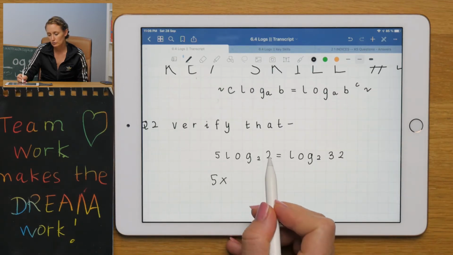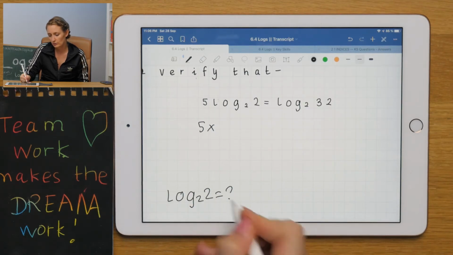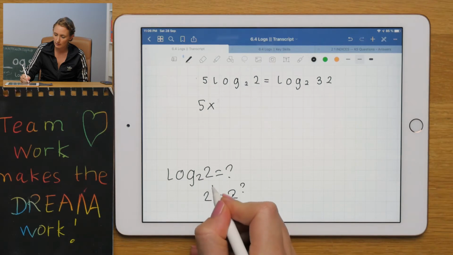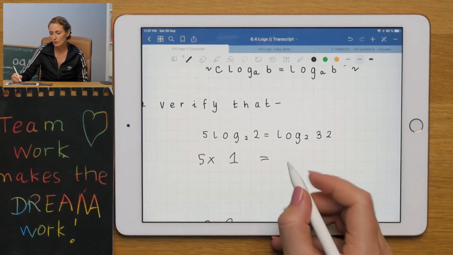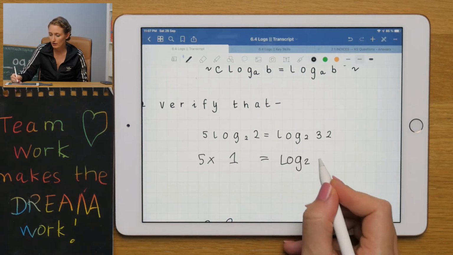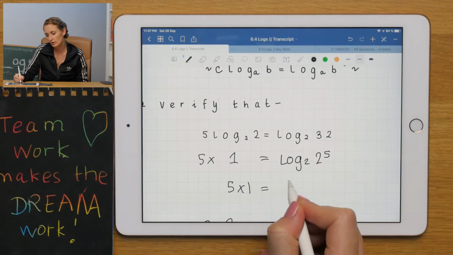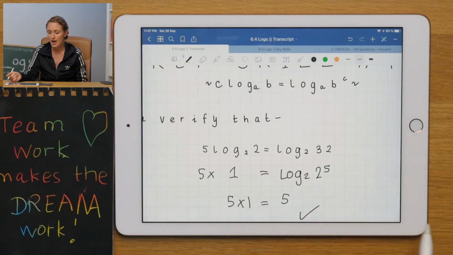So in a practical sense, how would we use this? 5 times log 2, 2. That's another important, like a nice little trick. Log 2 is equal to what? Well, 2 is equal to power what? You can put the invisible 1 there, so this must be 1. So 5 times 1. We can rewrite 32 as 2 power 5. So is it true that 5 times 1 is equal to 5? Well, yeah.